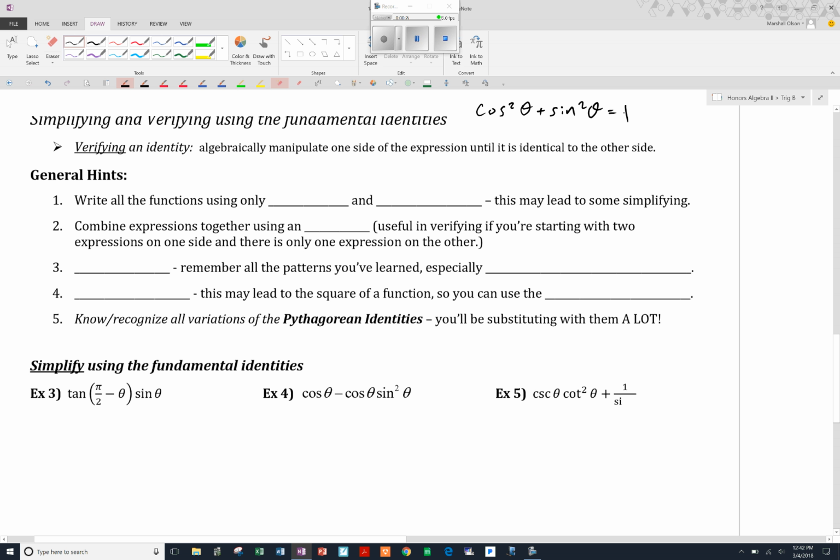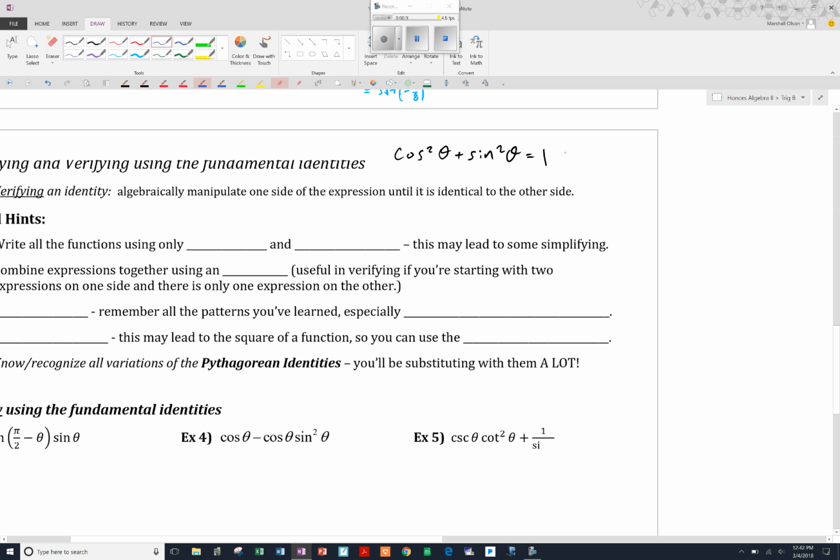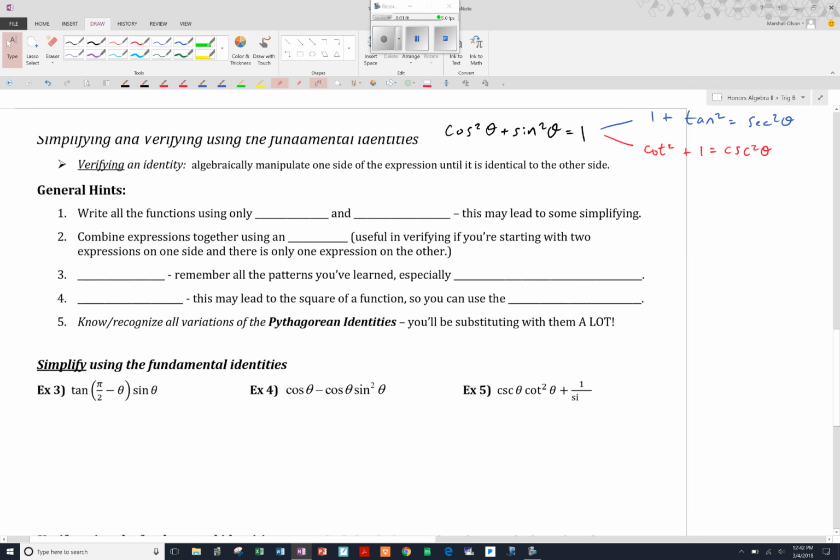The other ones that we use are based off of things that we've kind of used before. And then remember how we got the other two was we either divided this one by cosine squared, which would give us 1 plus tangent squared equals 1 over cosine squared would be secant squared, or we divided each term by sine squared, which would give us cotangent squared plus 1 equals 1 over sine is cosecant, so it would be cosecant squared. And we have other forms that these things can come in, being solved for different pieces than what they are right now, but that at least gives us something to kind of refer back to.